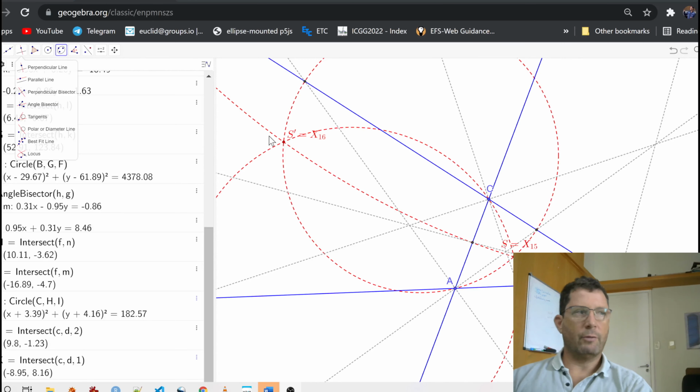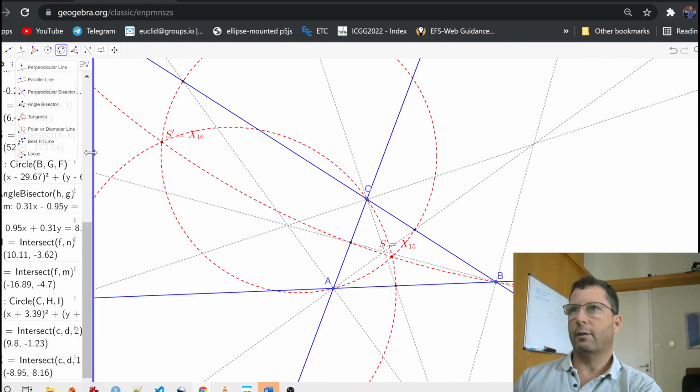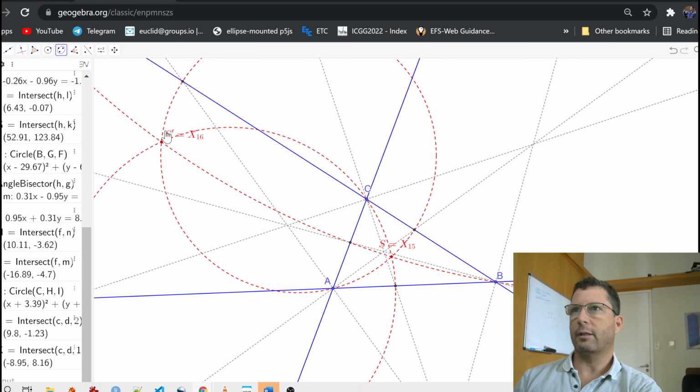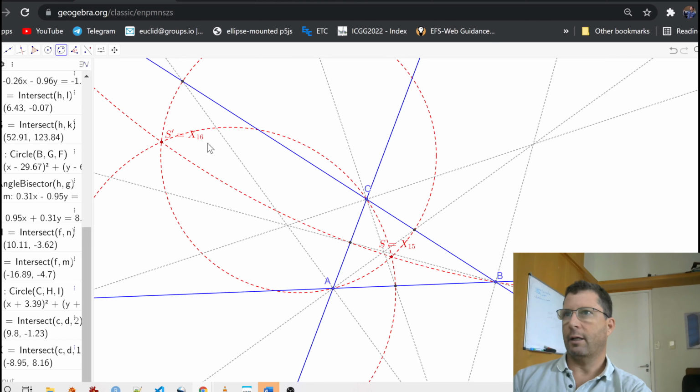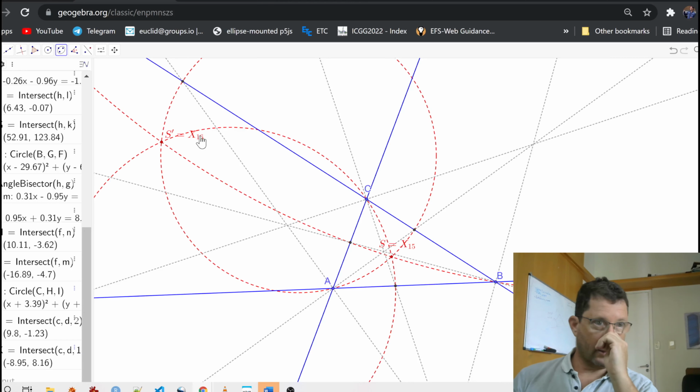So in this video, I actually want to talk about two more interesting facts concerning the isodynamic points. The first one, which we built in the previous video, and here they are, X15 and X16, are the common intersections of the three Apollonian circles. I'm going to leave a link up on the right hand side so you can go back to the previous video. So what are these properties?